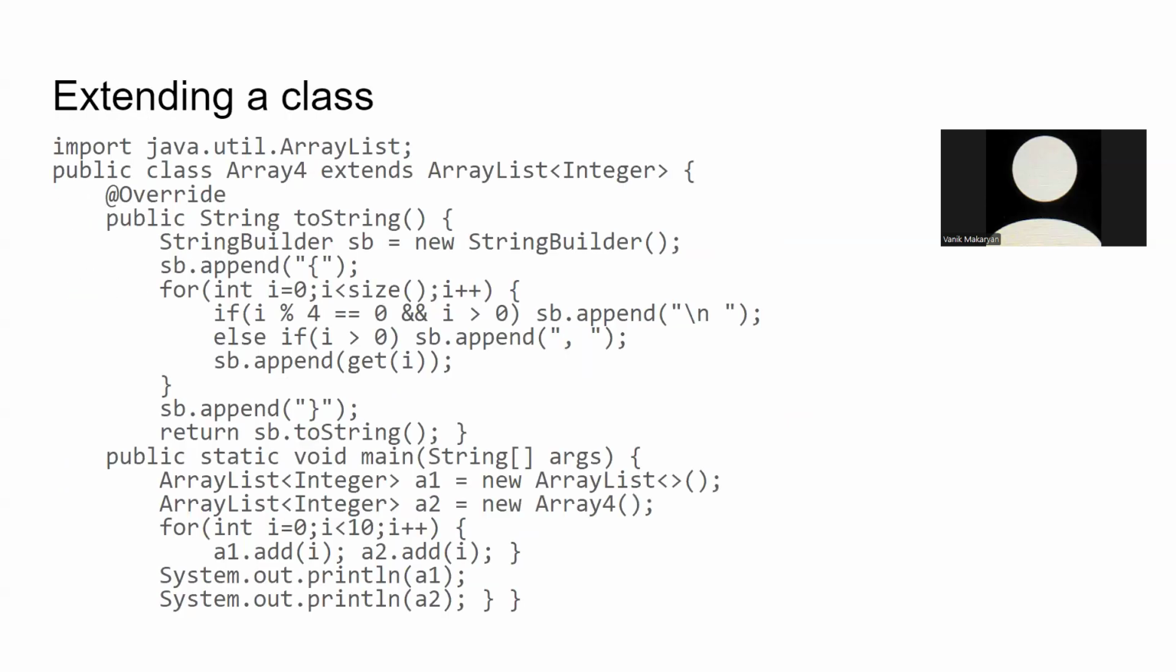Okay, so here we go. All right, so Array4 is our new class. It's extending ArrayList of Integer. We're going to provide a toString method. Now, the ArrayList class has a toString method on it, but I want to override it. I want to change it to be my own version of that.